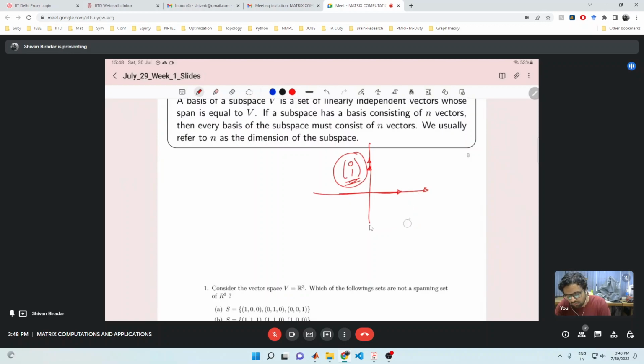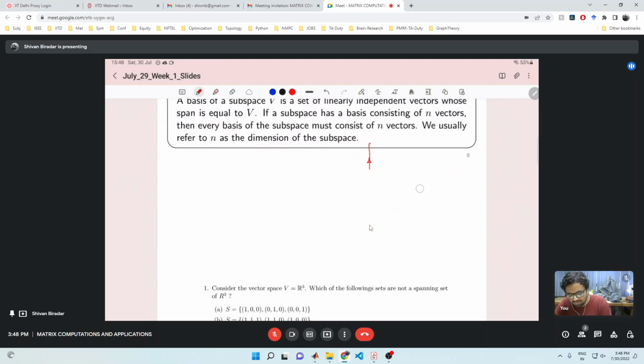And remember, bases are not unique. For example, (1, 1) and a line perpendicular to this vector. These two are also the basis. This vector and this vector is also the basis. So bases are not unique.